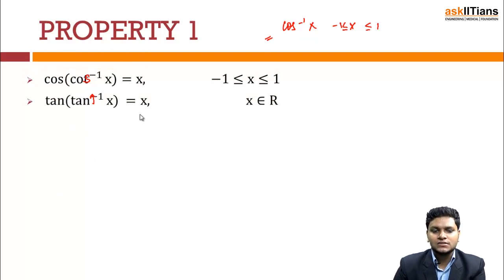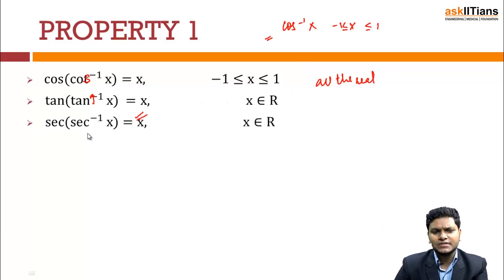Tan inverse x is equal to x when x belongs to R. It's a common property of tan. We all know tan inverse x is always defined for all the real numbers, so there is no need to have any bit of doubt about the definition and the region where this will be defined. Sec inverse x is equal to x when x belongs to R.